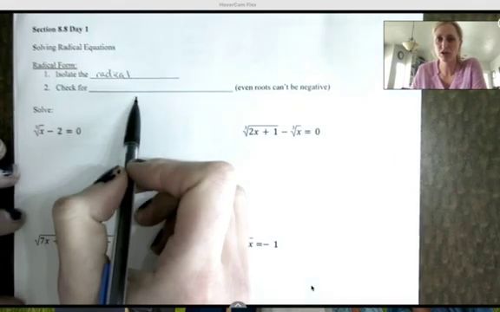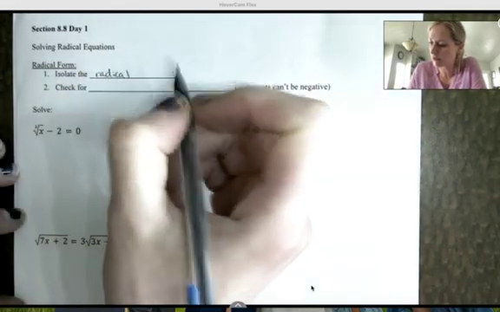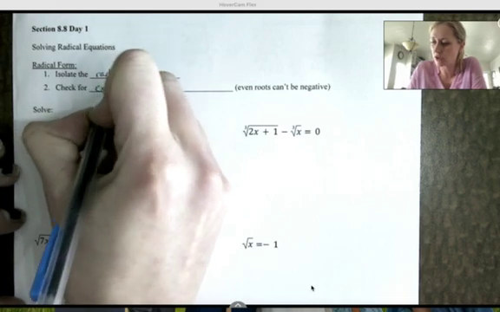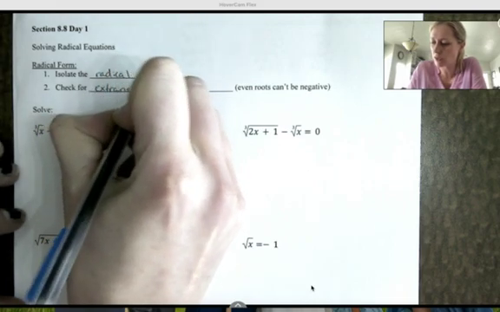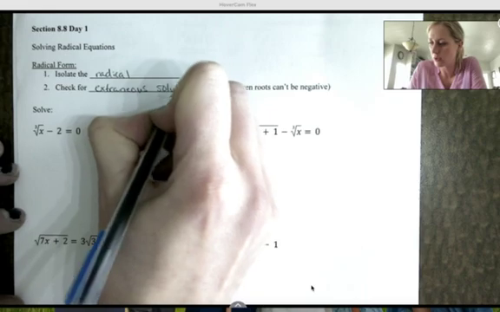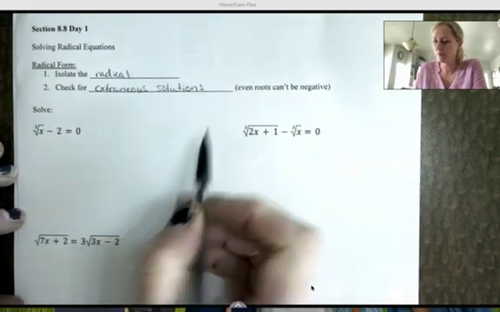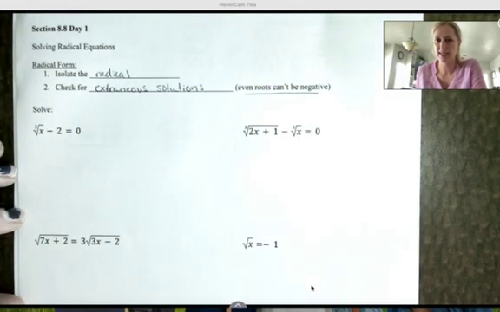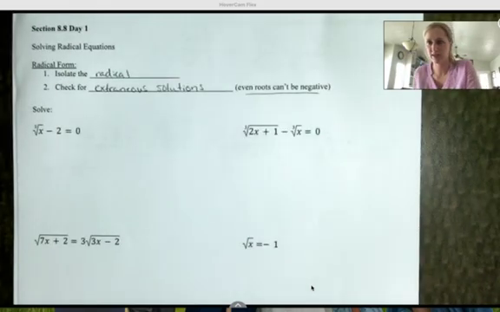And then at the end, we just need to make sure we check for extraneous solutions, so those solutions that don't satisfy the equation. Okay, and then this is important. We cannot take even roots of negative values.